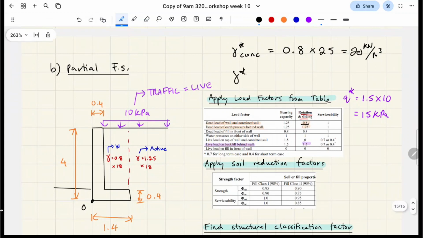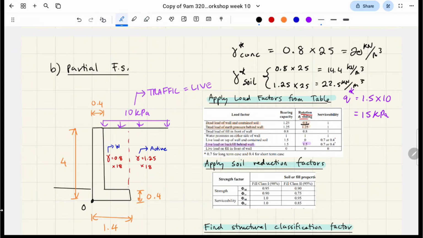For the soil, this is where it gets interesting. We're actually going to have two values. We're going to have 0.8 times 25, as well as 1.25 times 25. That gives 14.4 kilonewtons per meter cubed, and 22.5 kilonewtons per meter cubed. And the reason for this is that this exaggerated unit weight value for the soil is going to be used in our calculations for the active earth pressure. This one. Here I've drawn it on the side, in this zone.